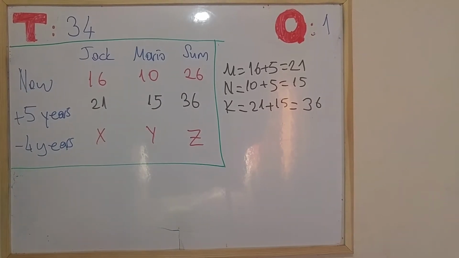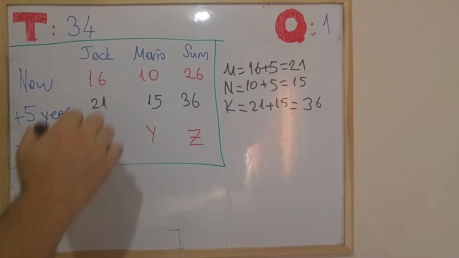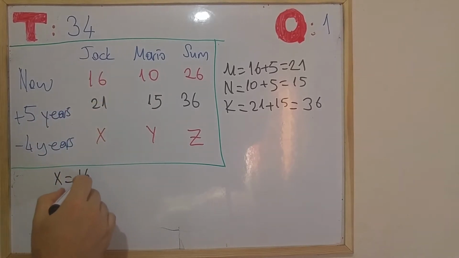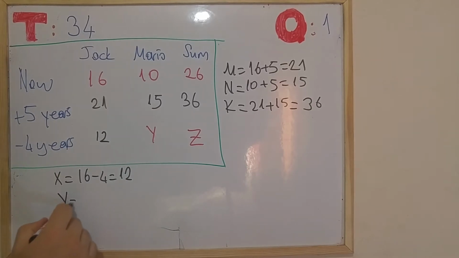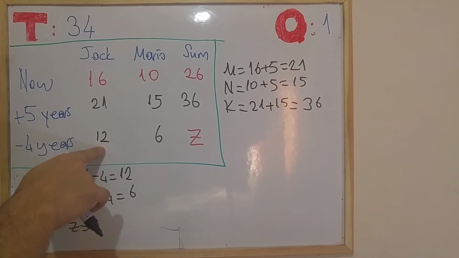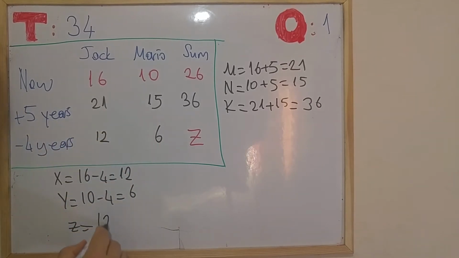And 4 years ago, Jack was 4 years younger, so it's 16 minus 4, which is equal to 12. This is going to be 12. Mario was, again, 4 years younger, so it's 10 minus 4, which is equal to 6. Let me replace it with 6. And their sum of ages was, again, this much younger. Their sum of ages would be 12 plus 6, which is 18.